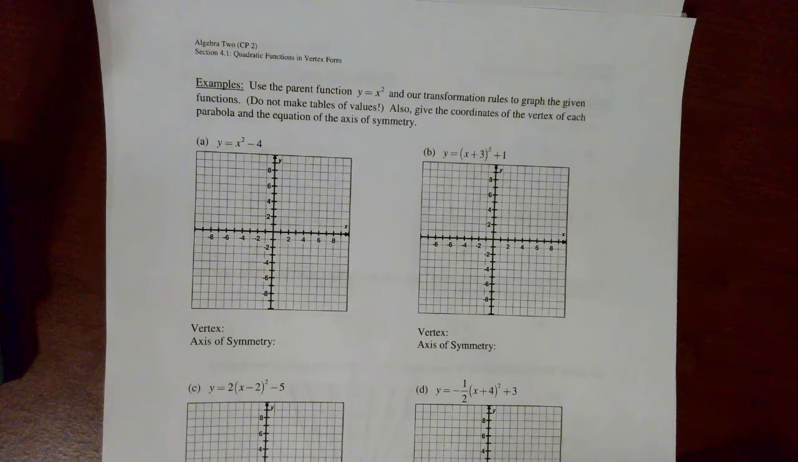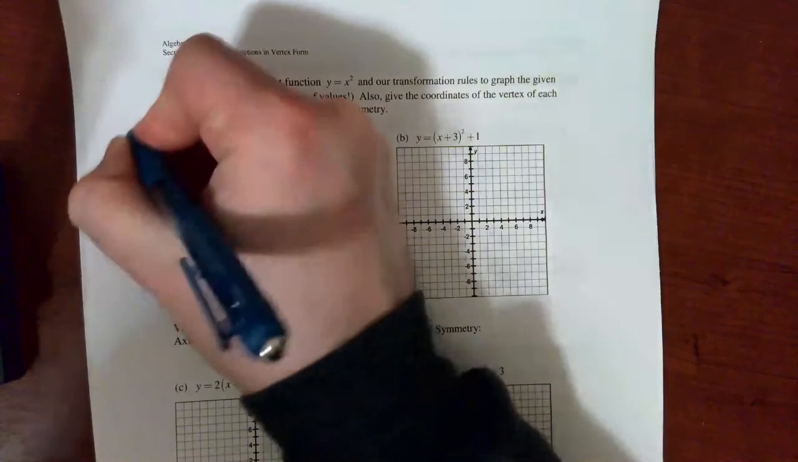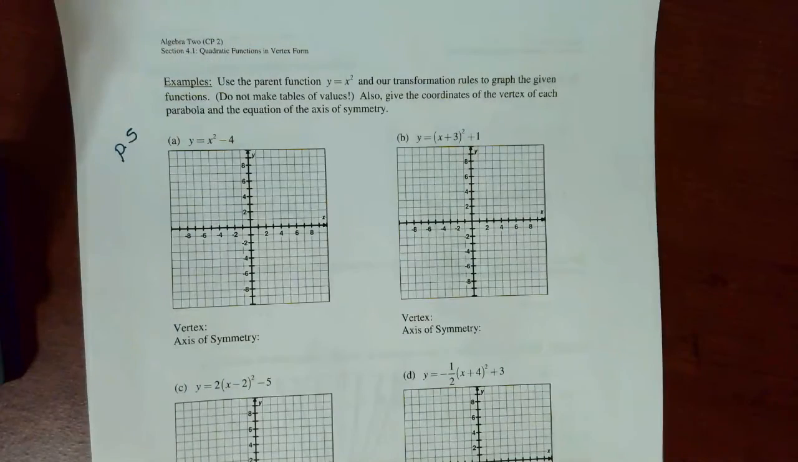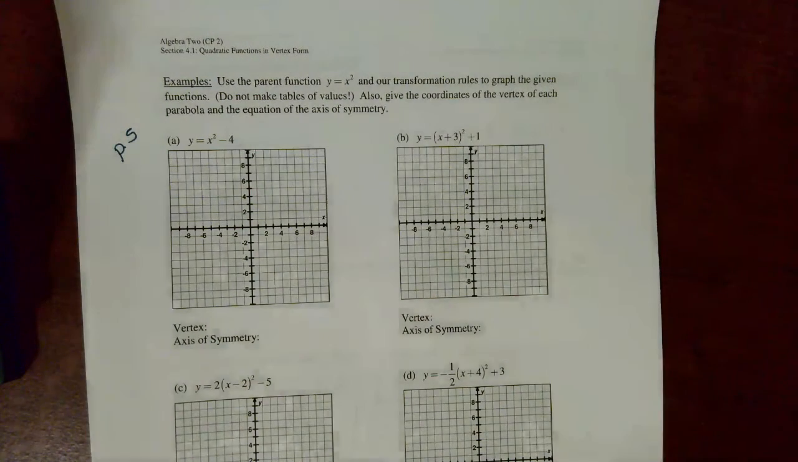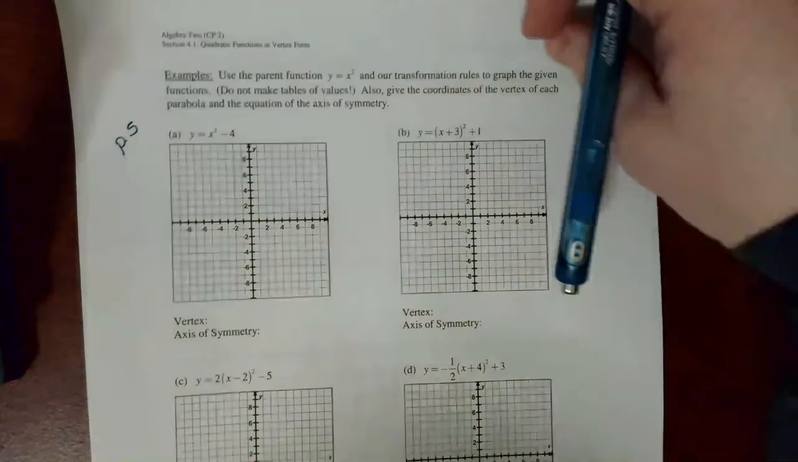Okay, so we're going to continue on page 5 in the notes. Hopefully this is working. Okay, so we're on page 5 in the notes, and we're asked to graph 4 different parabolas, making use of transformations of that parent function we graphed on the previous page.